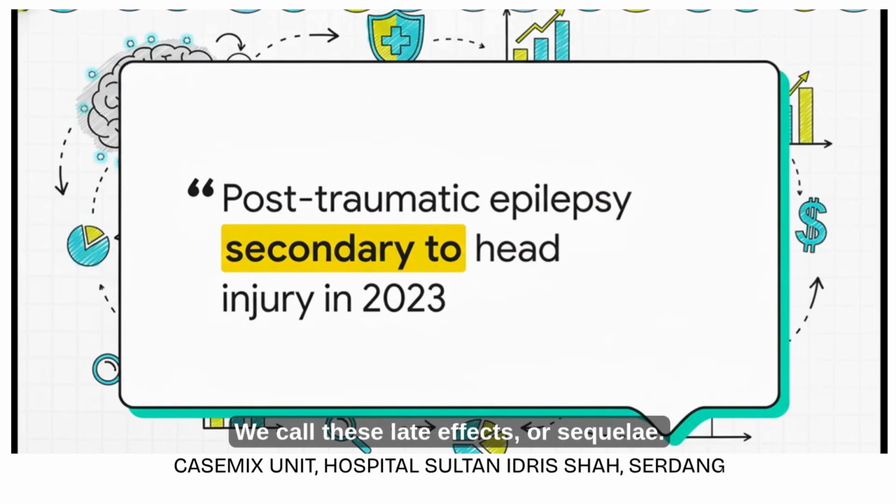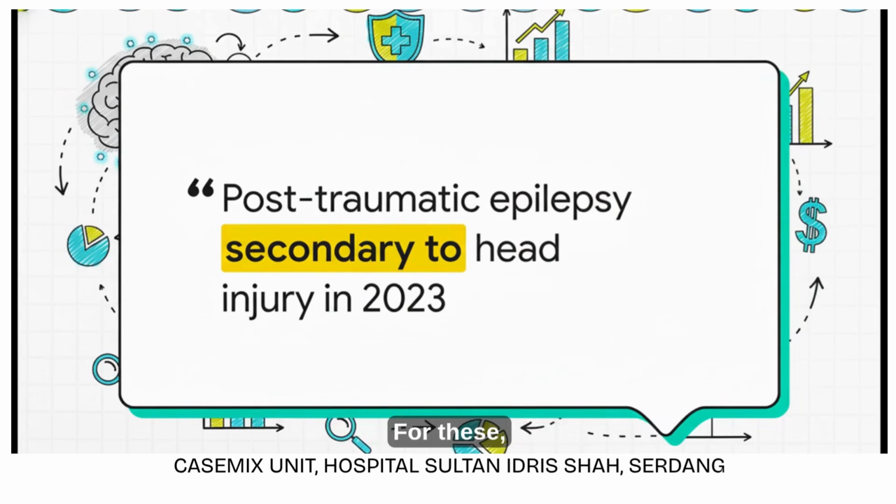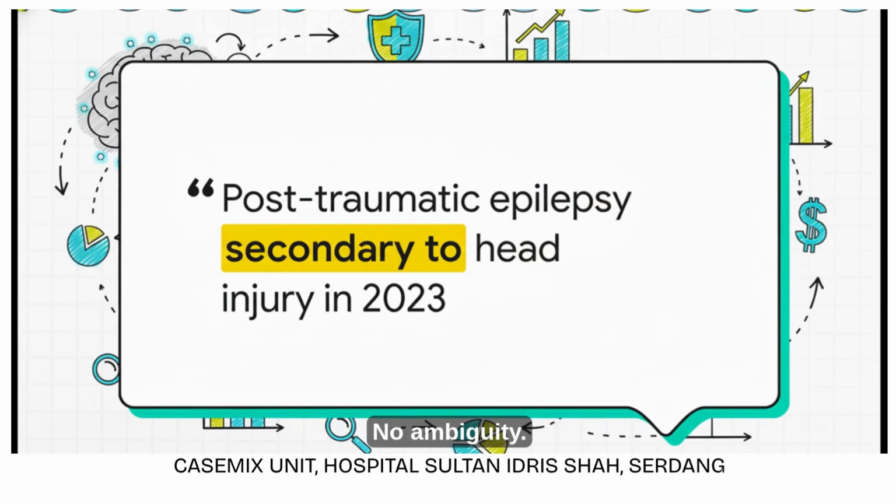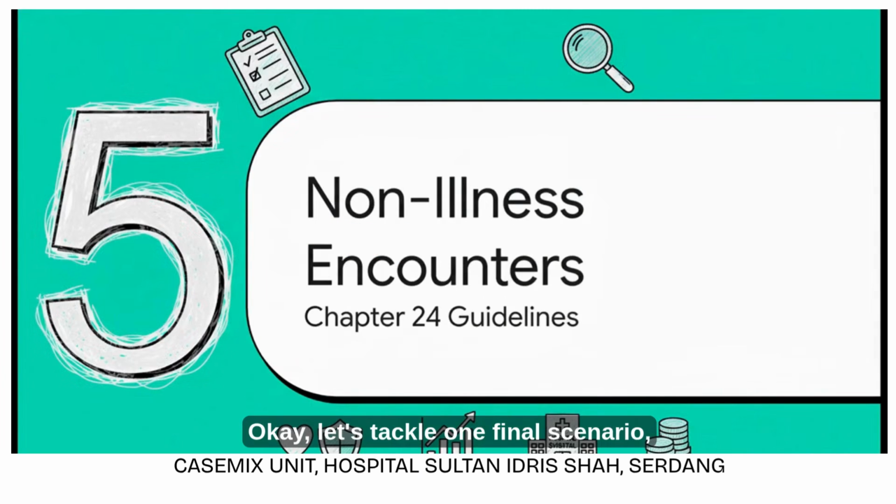We call these late effects or sequelae. For these, that causal link has to be just as clear. Using a phrase like secondary to and including the date of the original event, just like in this example, directly connects the patient's current epilepsy to that head injury from the past. No ambiguity. Okay, let's tackle one final scenario, and this one is covered in Chapter 24.